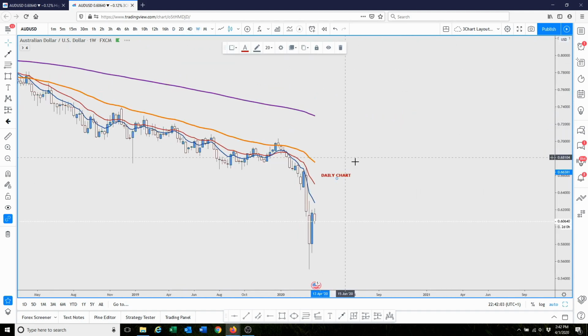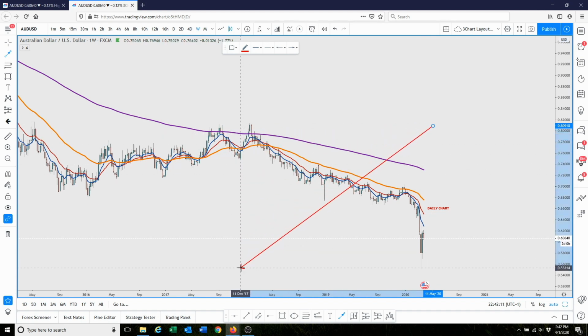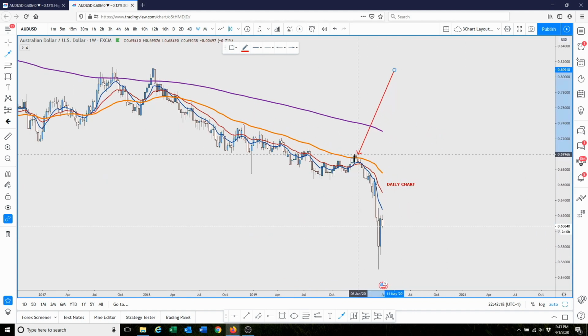Always check the weekly. The weekly tells you a lot of information too, right? This would have been a great sell opportunity up here, but unfortunately that happened in December 2017, so we couldn't wait that long. But here would have been another great opportunity.